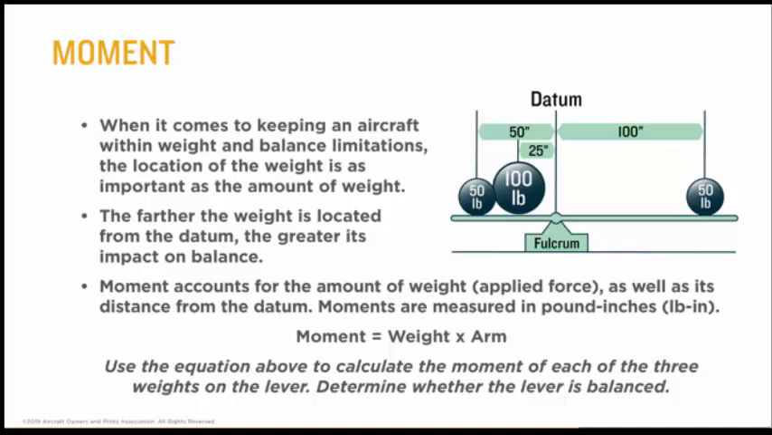So notice how to calculate moments. Moment equals the weight times the arm. And our weight's going to be in pounds, and our arms will be in inches, like we had discussed before. So moment is calculated in pounds per inch, since we're multiplying those two together.